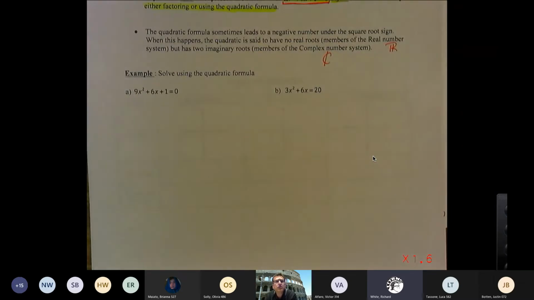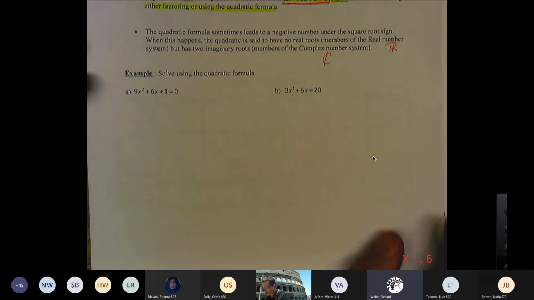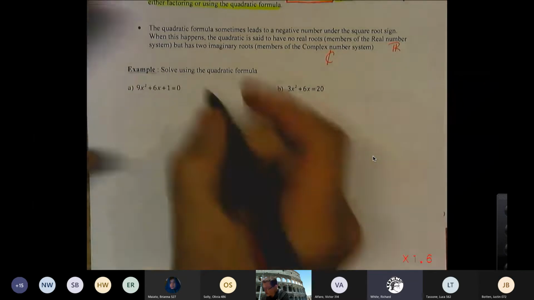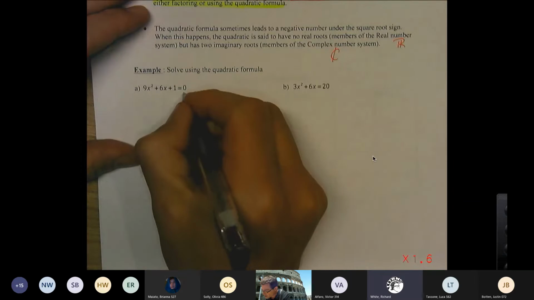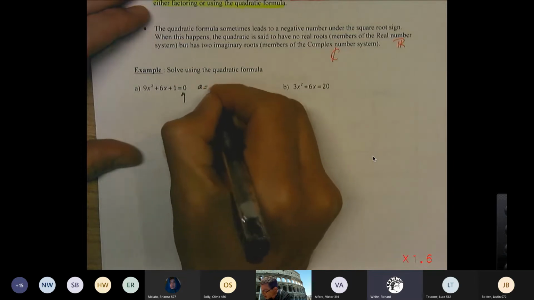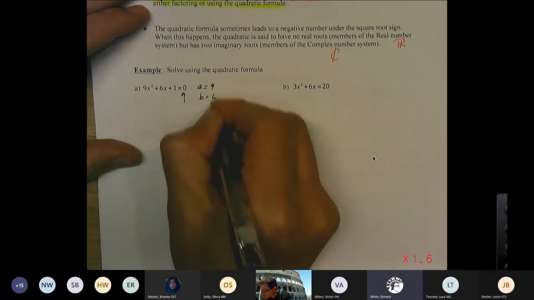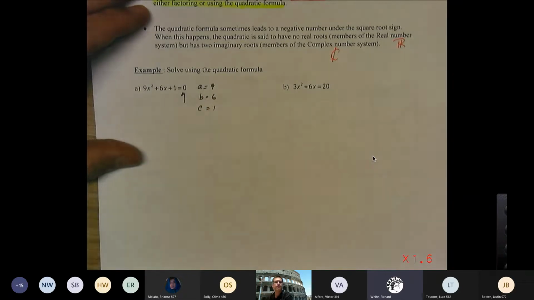So we're going to solve using the quadratic formula. Very straightforward. We're going to write out what A is. You notice that it equals 0. So A is equal to 9, B is equal to 6, and C is equal to 1.